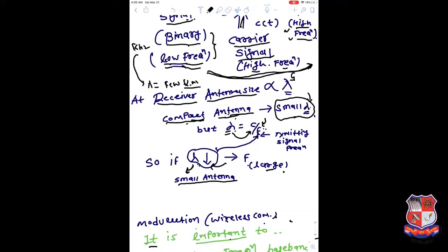operate at the receiver side, because if the frequency is a few kilohertz, then it makes lambda too large. If you put c equal to 3 into 10 raised to 8 here, it makes lambda a few kilometers, and then the antenna size also increases significantly. Such an antenna is impractical to design, and we cannot sustain such a communication system.